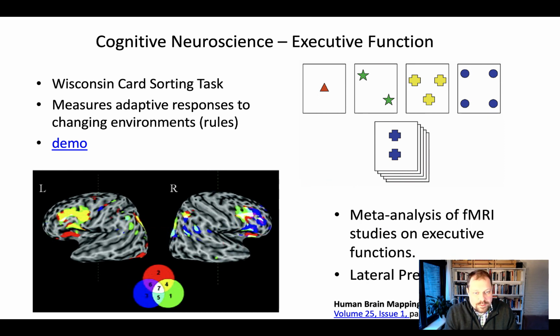So the lateral prefrontal lobe is the region that can do these types of executive functions. But let me show you a demo of this task really briefly to allow you to see this task in action, basically. So this is from a website, scitoolkit.org, where you can try this out for yourself if you want. The link is actually in the slides.